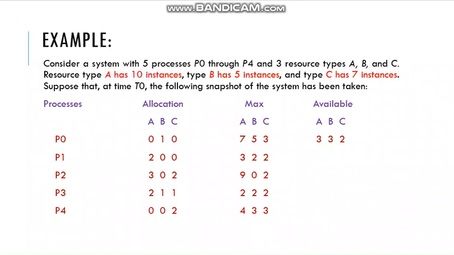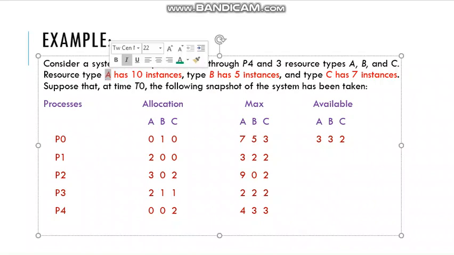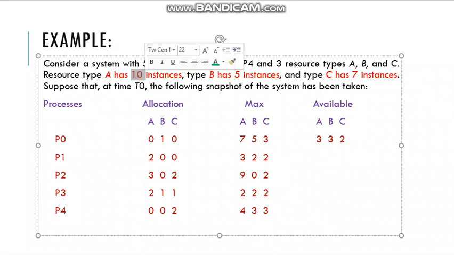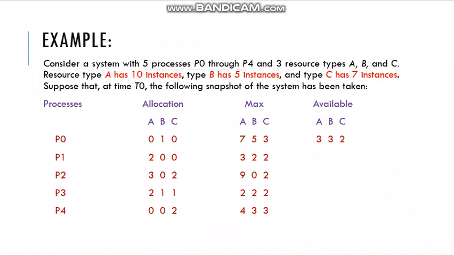If you consider resource A as a printer or a scanner or a keyboard, maybe a server, a magnetic tape, or a hard disk, or whatever resource. That's why we have given resources in general as A, B, C. There are 10 instances, meaning you can allocate 10 instances of resource A to your processes.